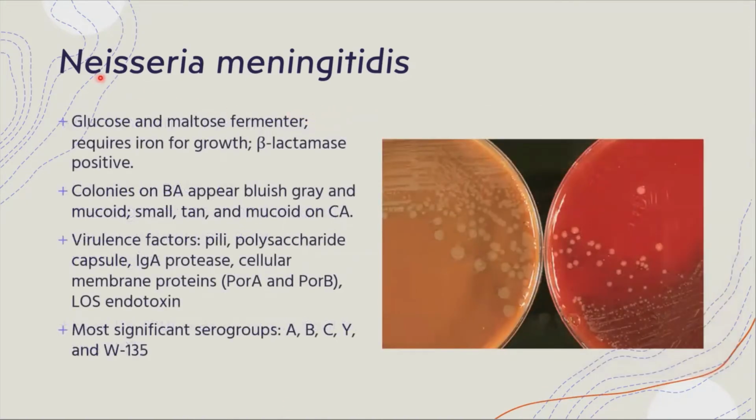Your Neisseria meningitidis organism is a glucose and maltose fermenter. It also requires iron for growth, and it also produces beta-lactamase. On colonies on BA, it appears bluish-gray and mucoid, and they appear small, tan, and mucoid on chocolate agar.